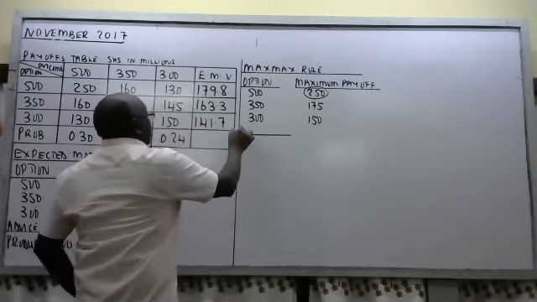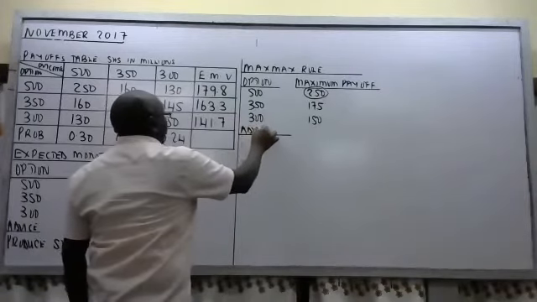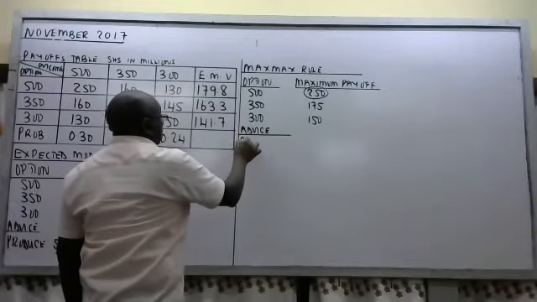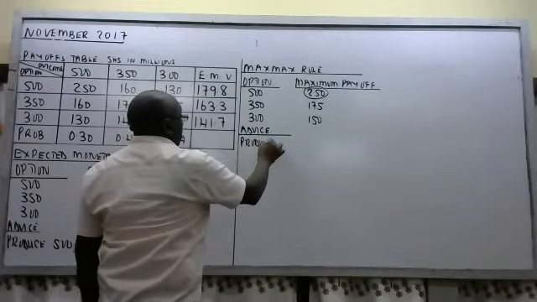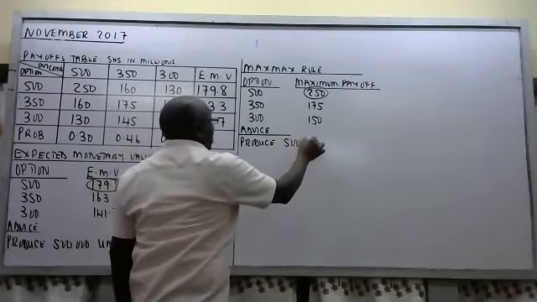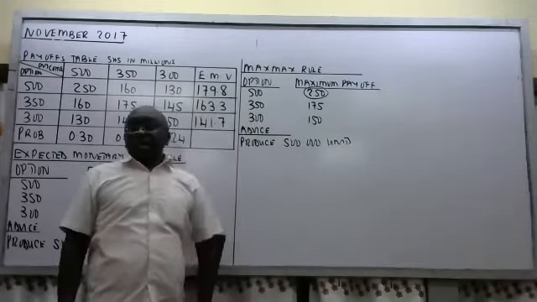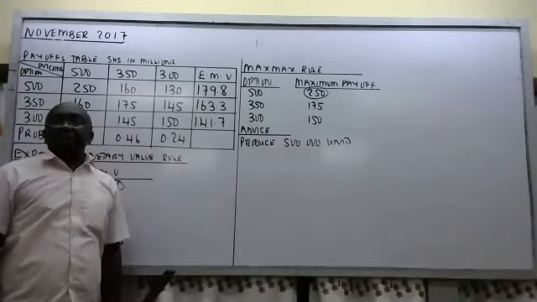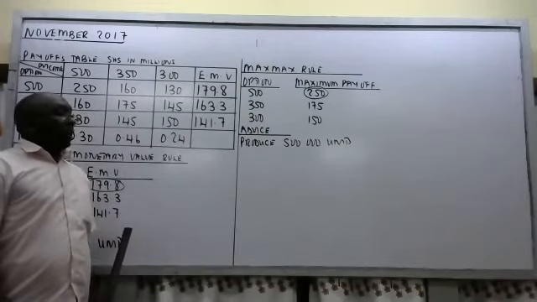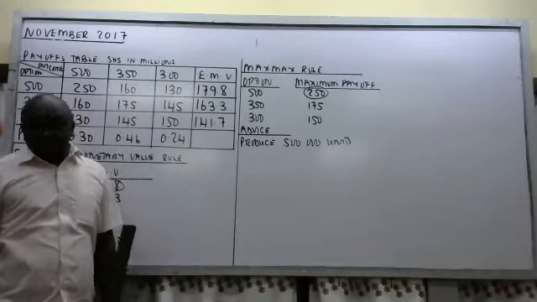So once again, we advise them to produce 500,000 units. And I told you it's only a coincidence that the rules appear to suggest the same option. It is not a must. There are times they differ.